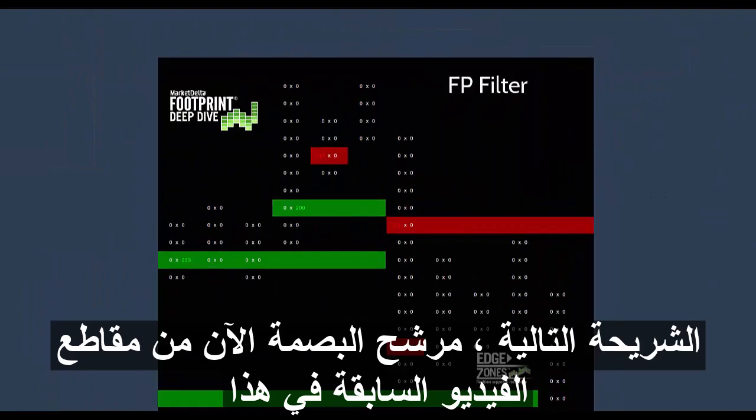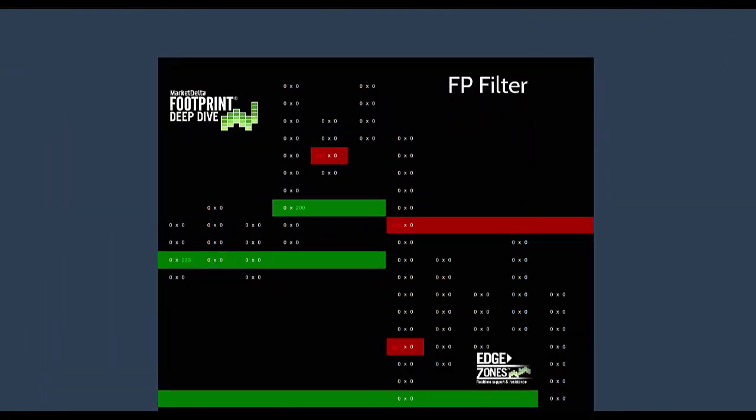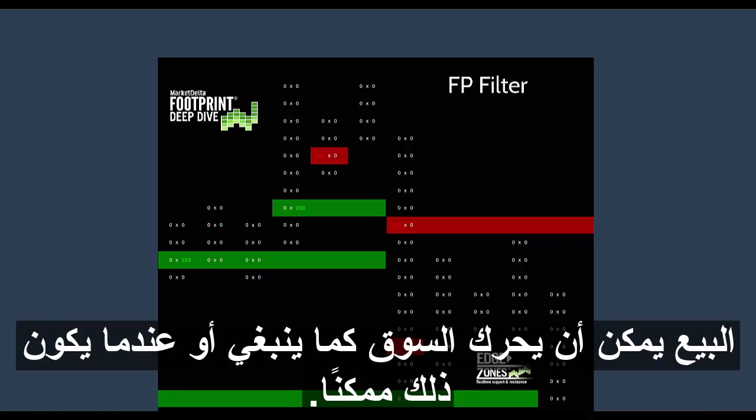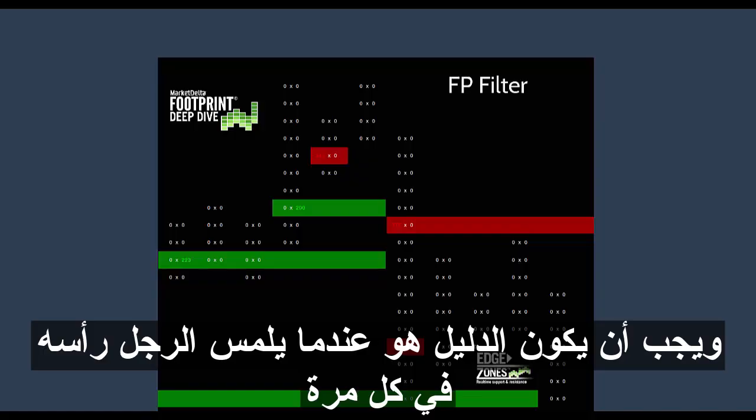Our next slide, the footprint filter. Now, from previous videos in this deep dive, everybody has understood that the filter is both when big buying and selling could move the market like it should, or when it can't and it should. The clue is when the guy touches his hat every time he puts in a big bet.